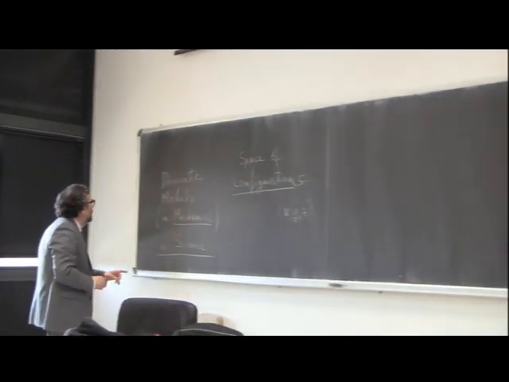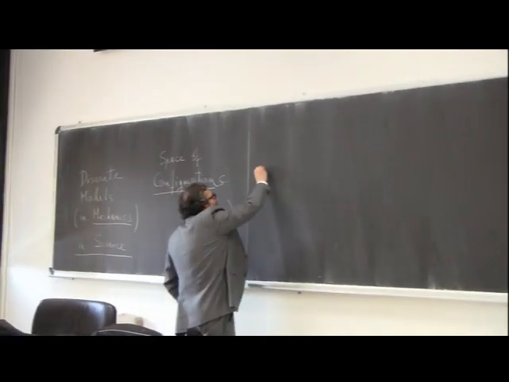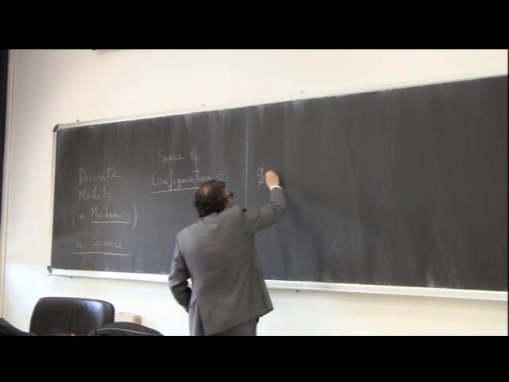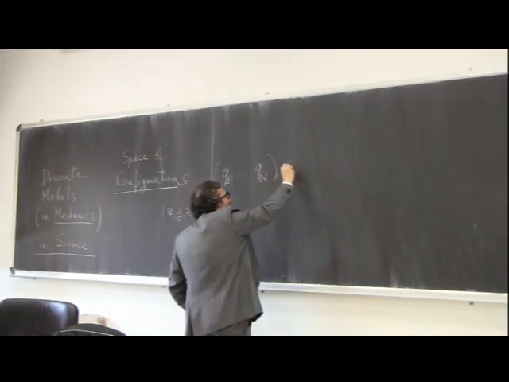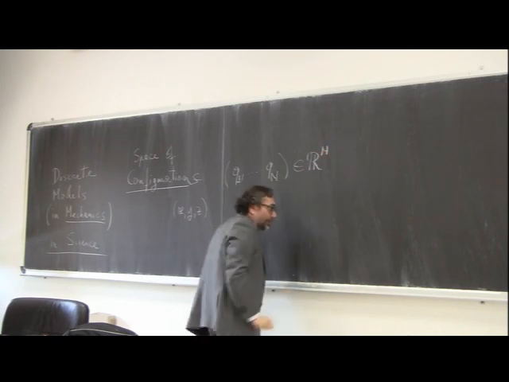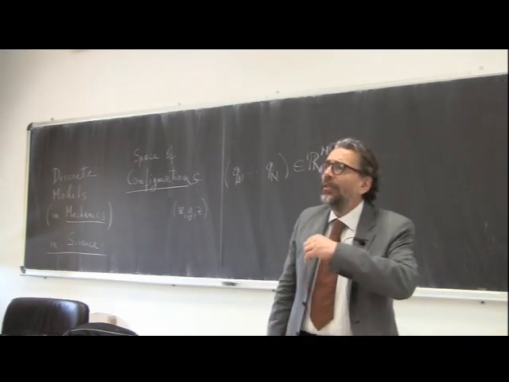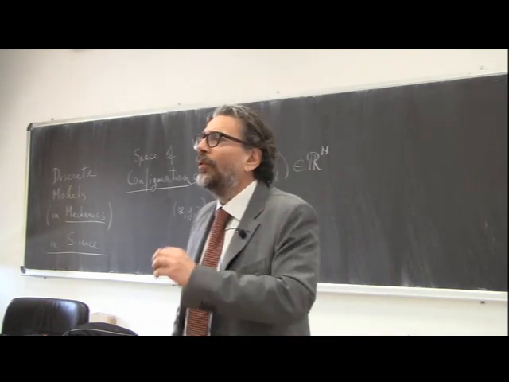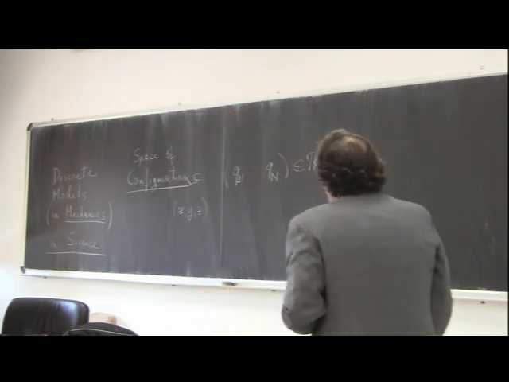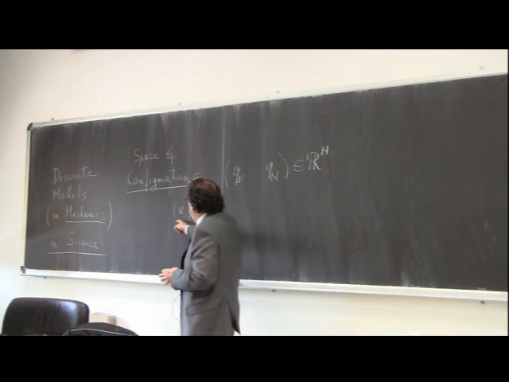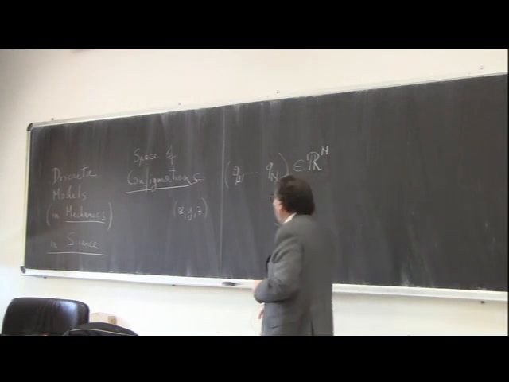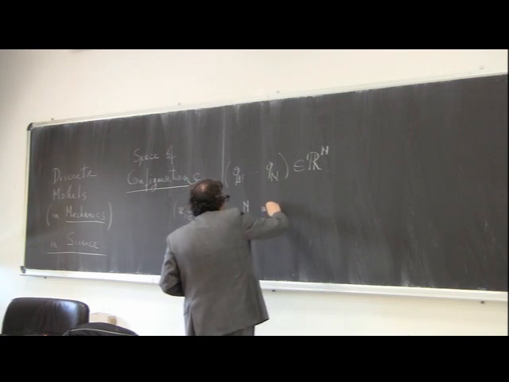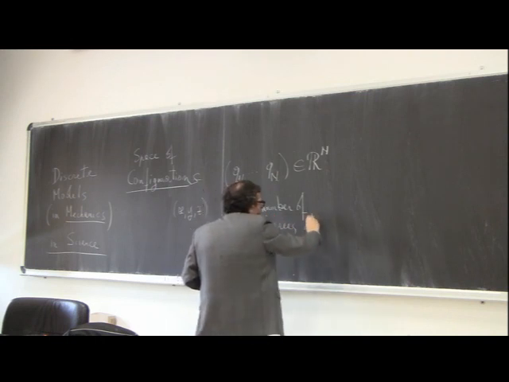So in general, we call a discrete model a model in which there are n real parameters which characterize the configuration of your system. So, in the case of the material particle, you have 3 coordinates. In general, you need n coordinates. N is the number of degrees of freedom.